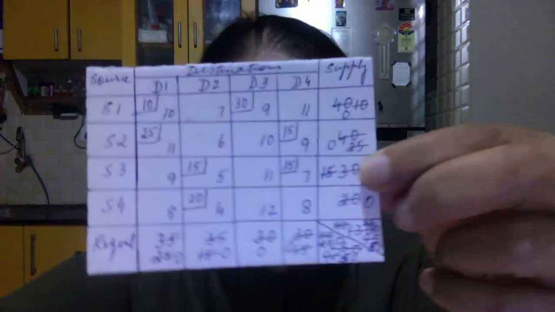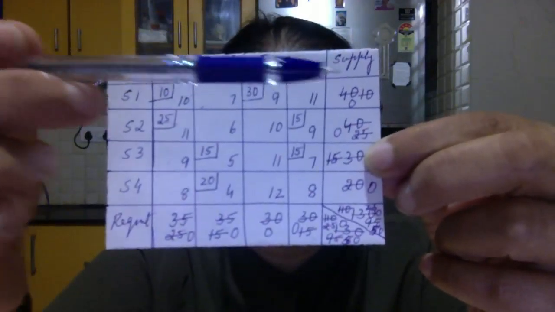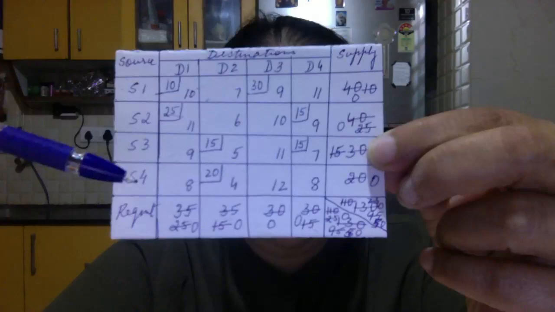Count the number of columns. You have 4 columns and you have 4 rows. So M is equal to columns, which is 4, plus N is equal to rows, which is 4. Columns plus rows minus 1, that is M plus N minus 1, that is 4 plus 4 minus 1, which is equal to 7. So number of allocations is equal to M plus N minus 1. Therefore, we can do the optimality test.